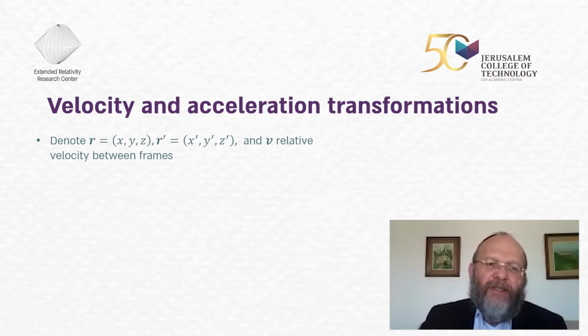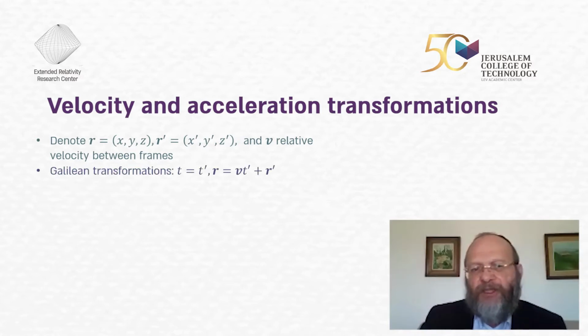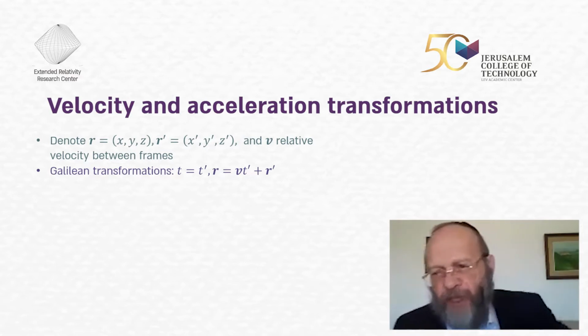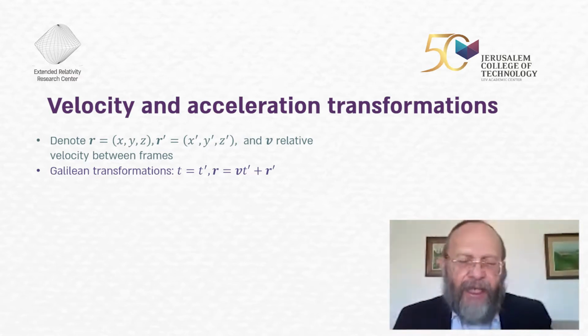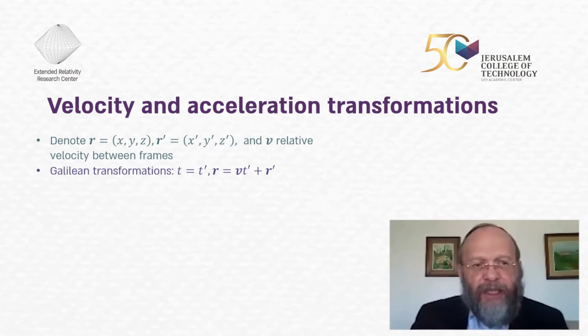Now in classical mechanics, bold R will denote the position of the object x, y, z, that means all three numbers, and R prime in the other frame. V is the relative velocity between the frames. So for the transformation, you don't even need to assume v is in the direction of x. In general, you'll get t equals t prime, and R is equal to v t prime plus R prime. That's the generalization of the transformations we saw in the previous slide.